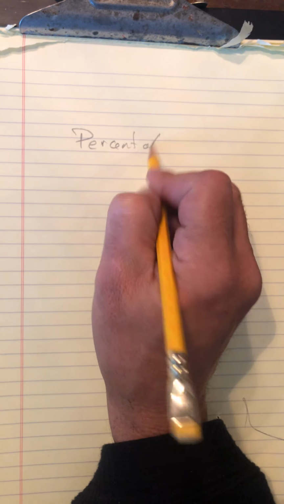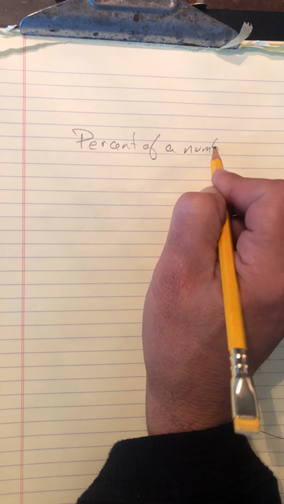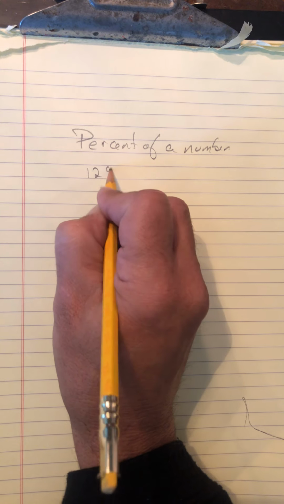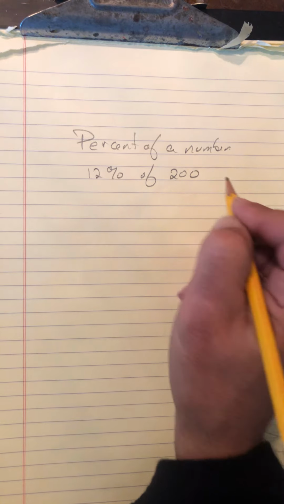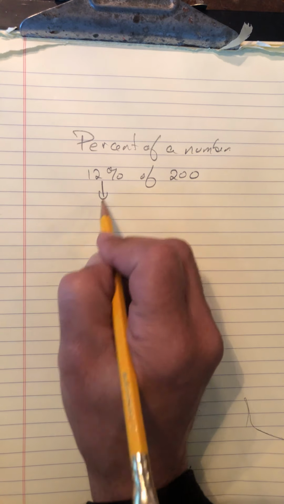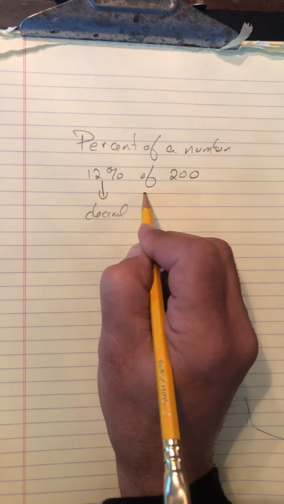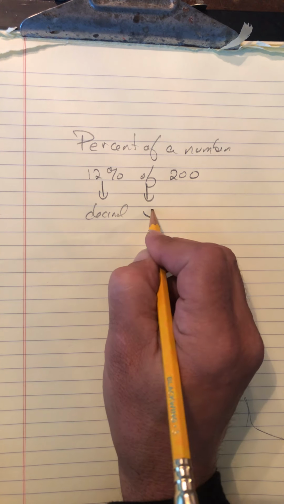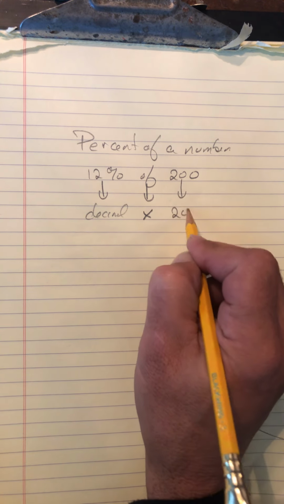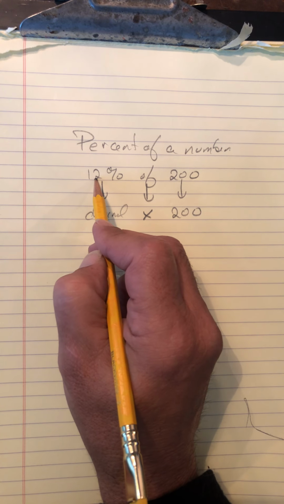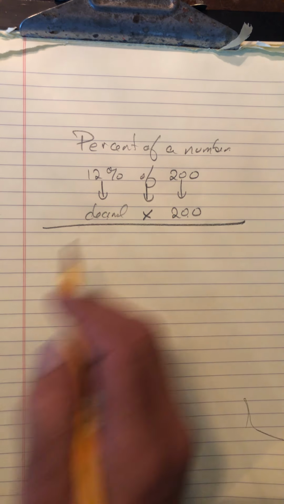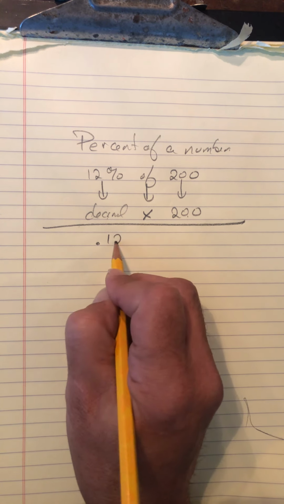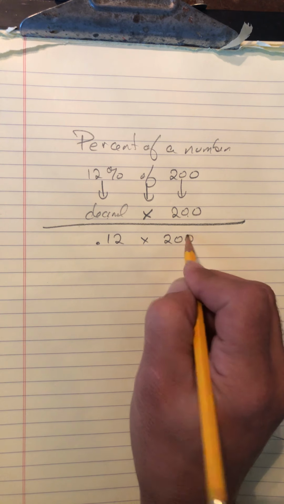Let me write this down, sorry. Percent of a number. So if I need 12% of, let's say, 200, I'm going to change this to a decimal. I'm going to change that word of to multiply, and this number stays the same. So if I change the percent to a decimal, I'm going to multiply that decimal by the 200. So this would be 0.12 times 200.